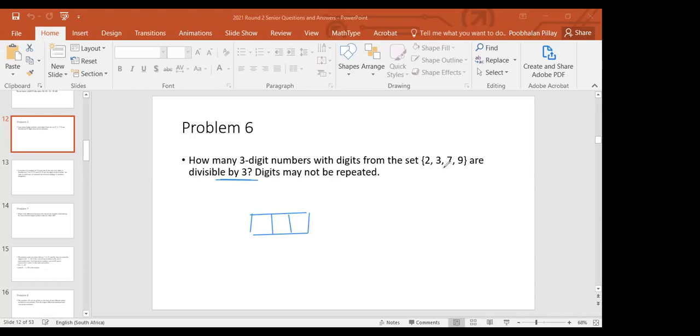So if you take 3 out of 4, you can remove 1 at a time. The digits you will use if you remove 2 are 3, 7, and 9. And when you add them, you don't get a multiple of 3 because you get 19. So we don't use those digits. If you remove 3, then you're left with 2, 7, and 9. And you add them, you get 18. And that gives you a multiple of 3.